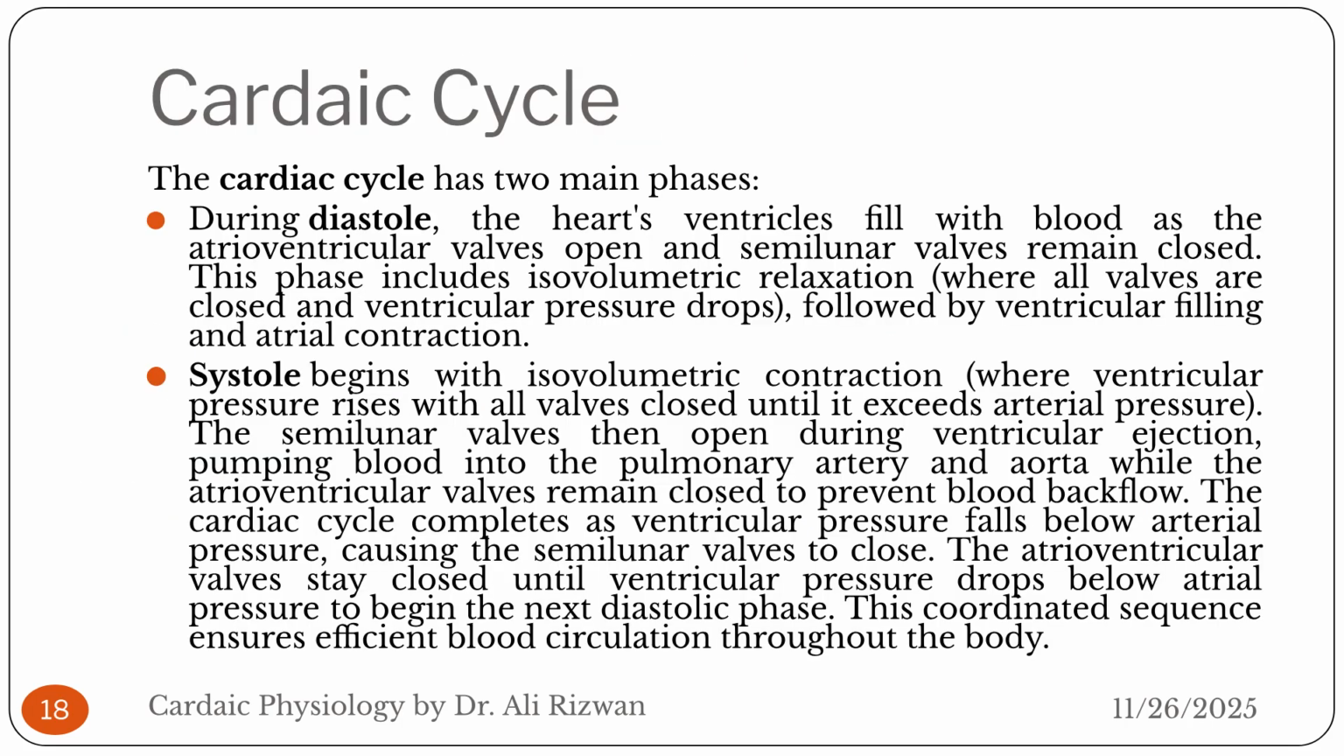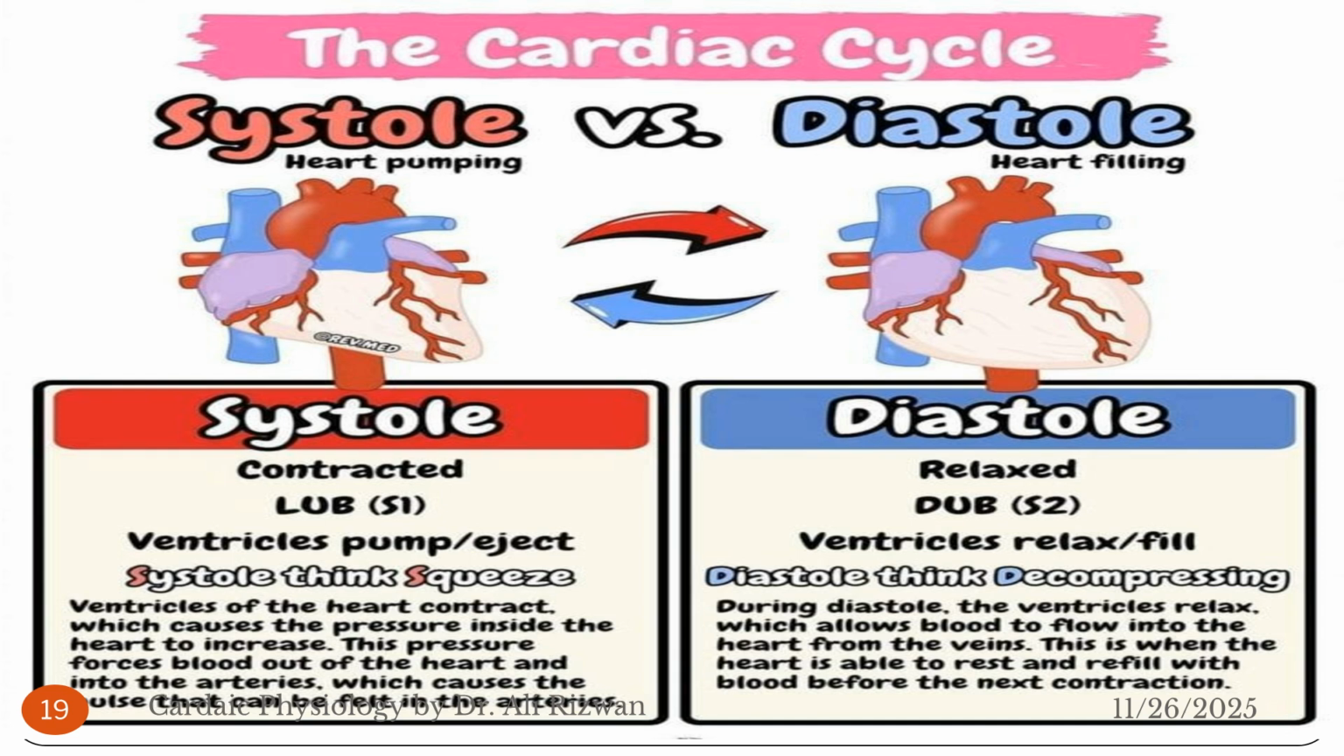The cardiac cycle consists of two primary phases. During diastole, the heart relaxes and the ventricles fill with blood. During systole, the ventricles contract, pumping blood into the pulmonary artery and the aorta to circulate throughout the body. This comparison highlights the difference between systole, where the heart muscles contract to eject blood, and diastole, the phase where the heart relaxes and refills, allowing for the next cycle to begin.